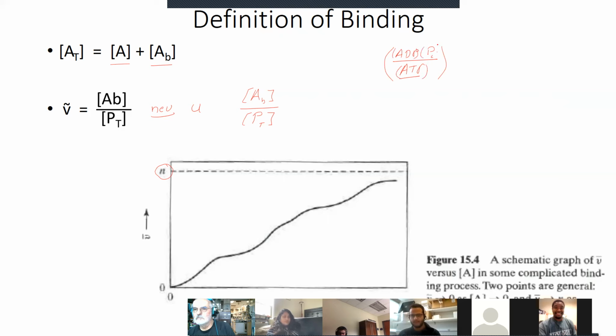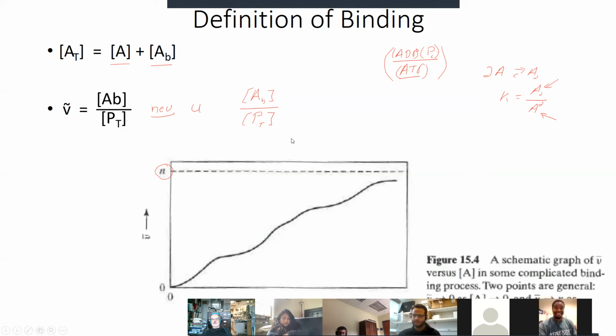When you have a monomer-dimer, 2A going to A2, and you write the equilibrium constant down as A2 over A squared, how much is dimer? How much is monomer? Unreacted, reacted. We will use the term later, ligated. How much bound is the ligation fraction? How much ligand is bound to the protein?